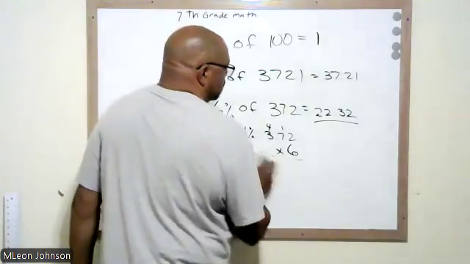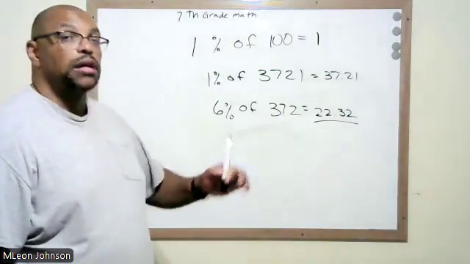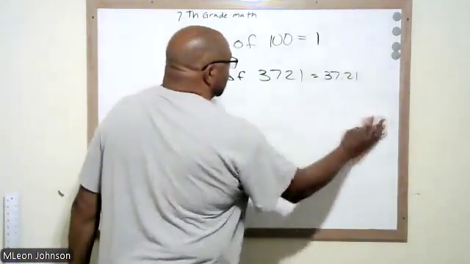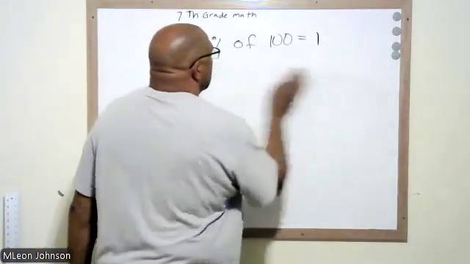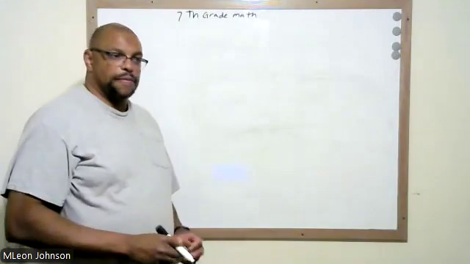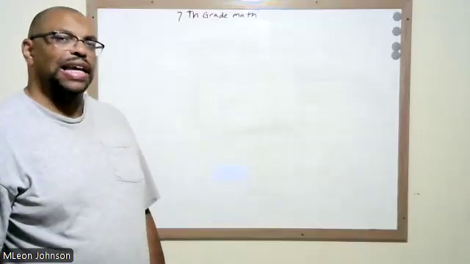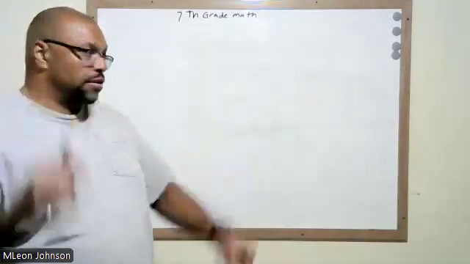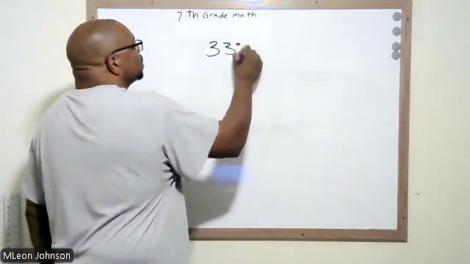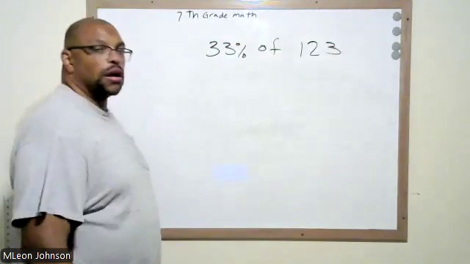All right. So if you need to figure this out again or don't understand what we just did, go back, rewind the video, go over it as many times as you need to understand what we're doing. Now, we understand 1%. We understand 10%. We understand 30%. And we understand 3%. So let's put it all together. Yes, I said it. Let's put it all together. So if I gave you 33% of 123, there you go.